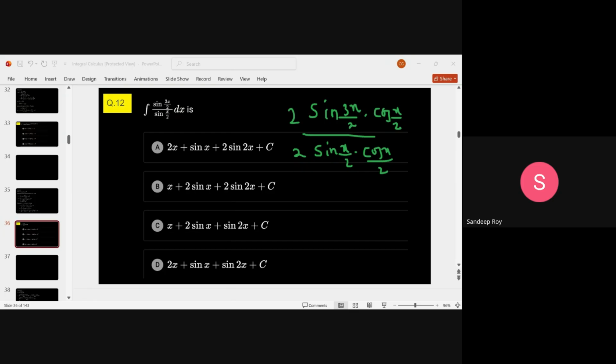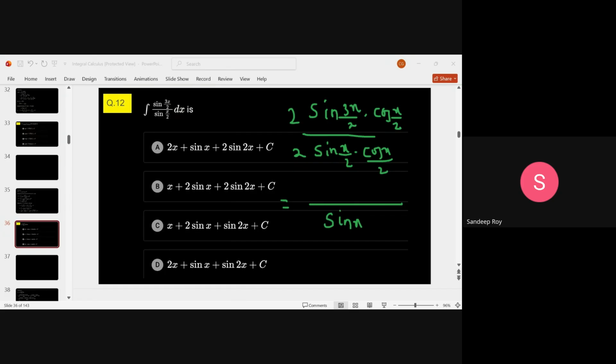For the numerator part, you can apply the sine C plus sine D formula, that is, the 2 sine A cos B formula. Using that formula, what will the denominator be finally? That will be sine x by 2 into 2, that is basically sine x. The denominator part will be sine x, right?